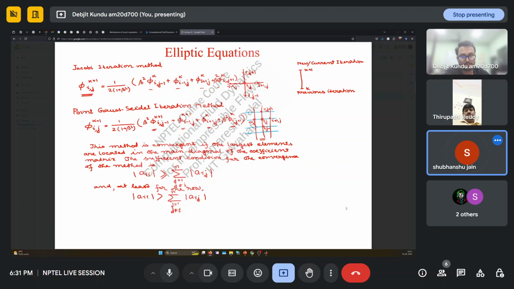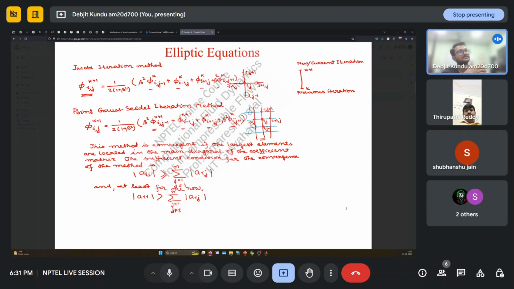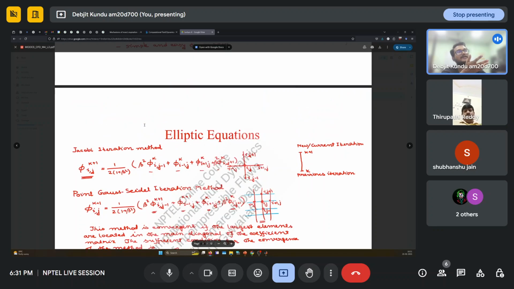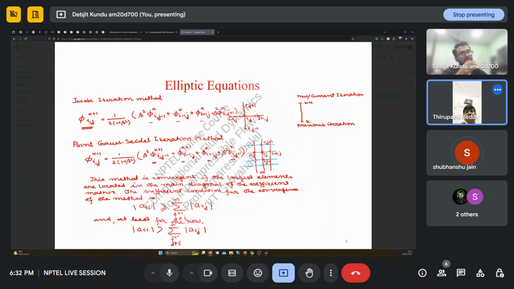Here k plus 1 is not a time step. These are just iteration steps, because there is no time in elliptic problems. It's just iterating to find the final solution, the steady state solution, whatever.